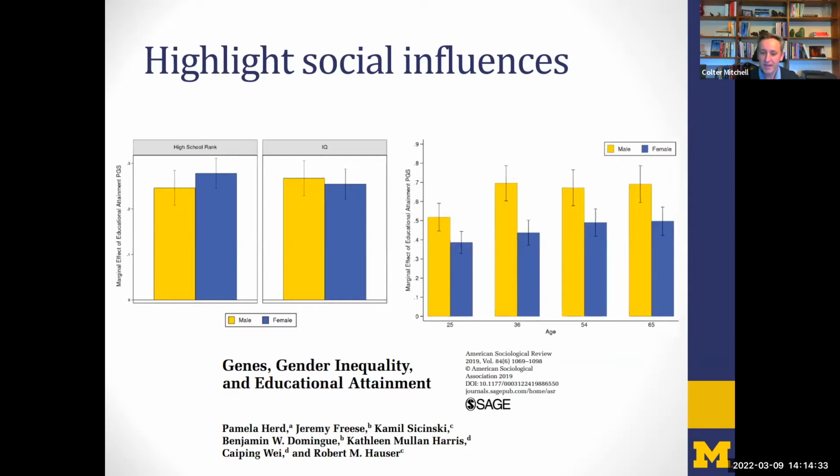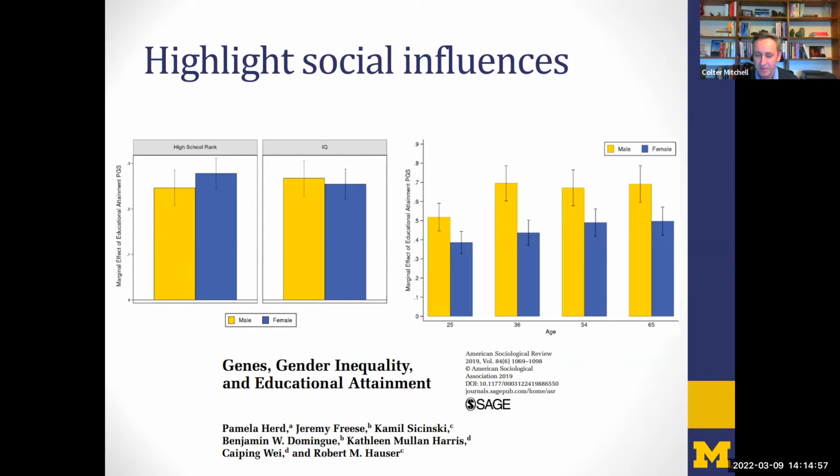But then you compare actual educational attainment of these same people at different time points, age 25, age 36, age 54, age 65, and you show the effect of the polygenic score on educational attainment at those different ages. And what do you see? That the effect of the polygenic score for men is significantly higher, and actually kind of expands.